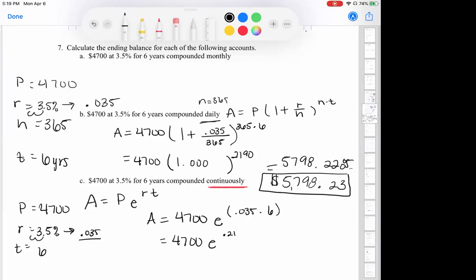Okay, let's go ahead and figure that out. So use your calculator to work with E and make that exponent 0.21. Then multiply it by 4,700. And your answer is 5,798.286882. But because we're working with money, we want 2 decimal places. So 5,798.2 and then we look at the next digit to know if we round up or we keep. In this case, we round up because it's over 5. So we will have 9.